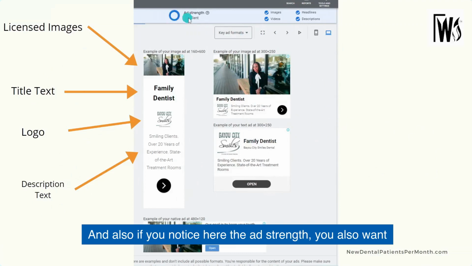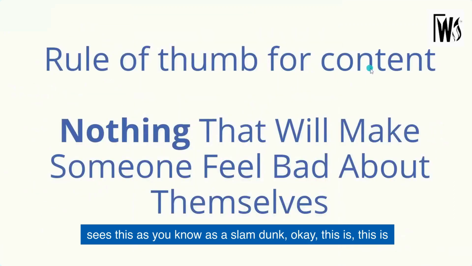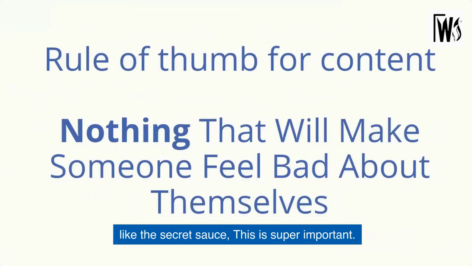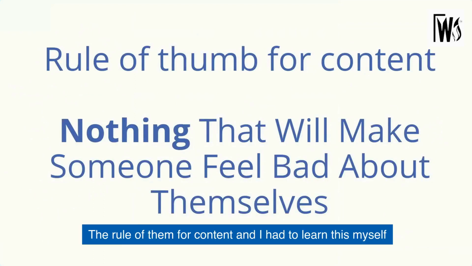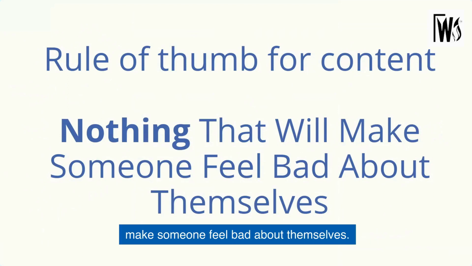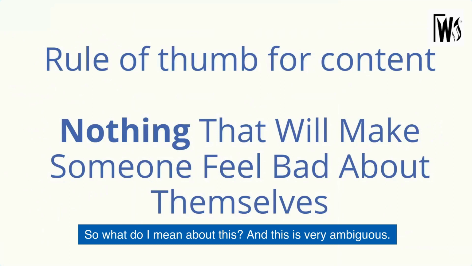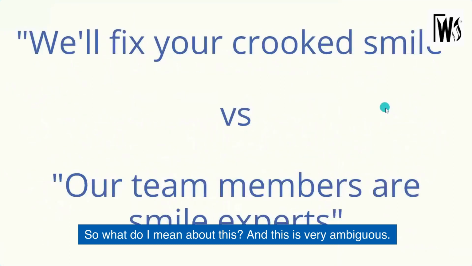Also, if you notice here, the ad strength. Once you upload your content, you want to make sure that Google sees this as a slam dunk. This is like the secret sauce. This is super important, so pay very close attention here. The rule of thumb for content, and I had to learn this myself when I was creating ads for the first time, and this is across social networks, is do not create anything that is going to make someone feel bad about themselves. What do I mean by this? This is very ambiguous.